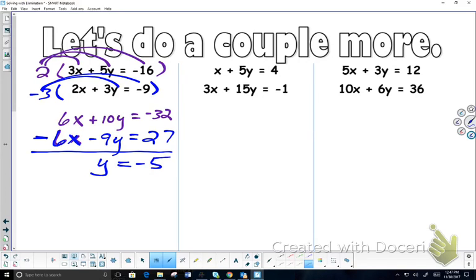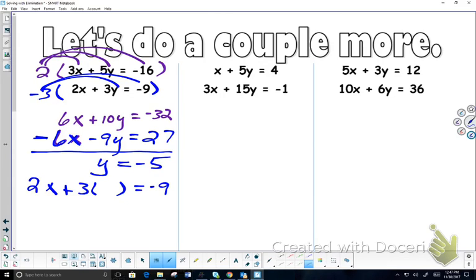Sometimes we think we're done, but we're really not. We're looking for a point. So now I've got to take that -5 and plug it back into one of my original equations, not either one of these. Which one do you want, the 3x or the 2x? 2x. Okay, so that gives me 2x plus 3 parentheses equals -9.